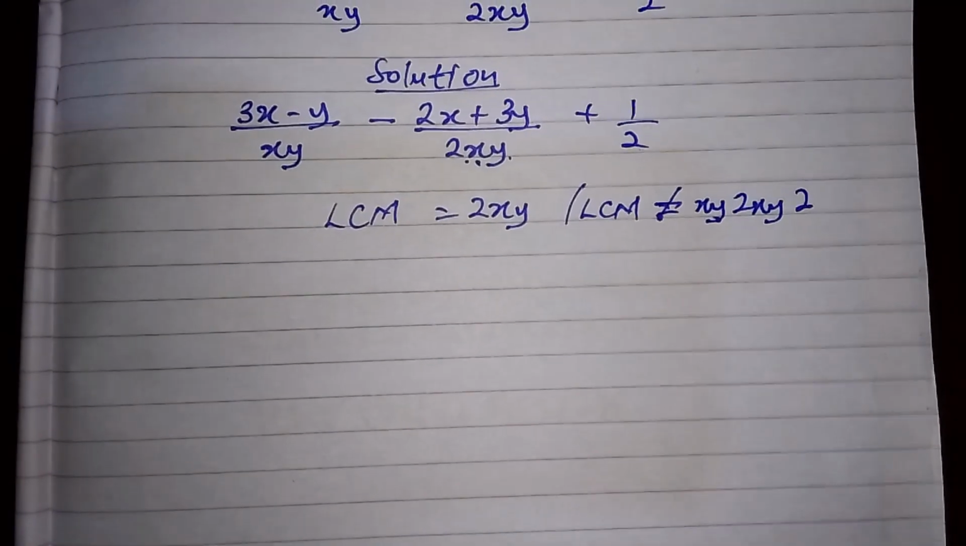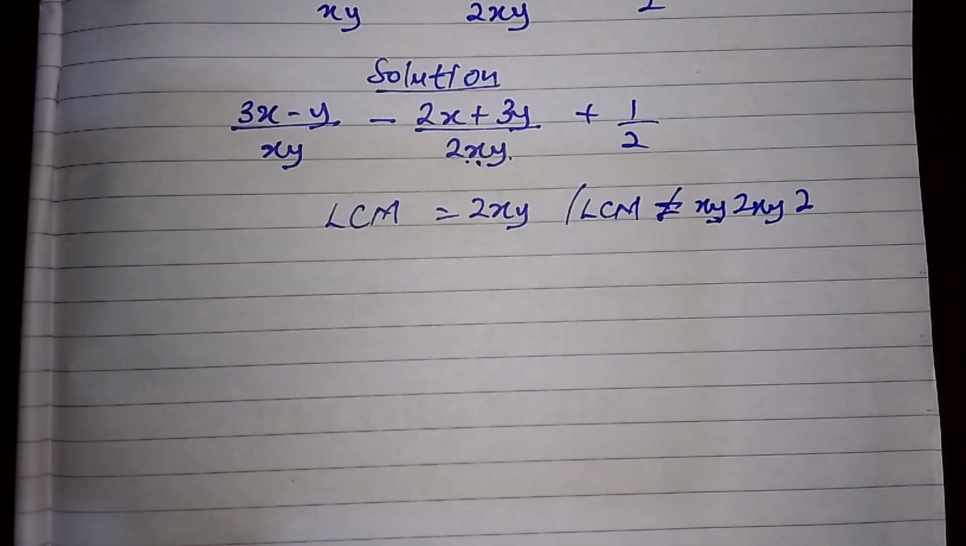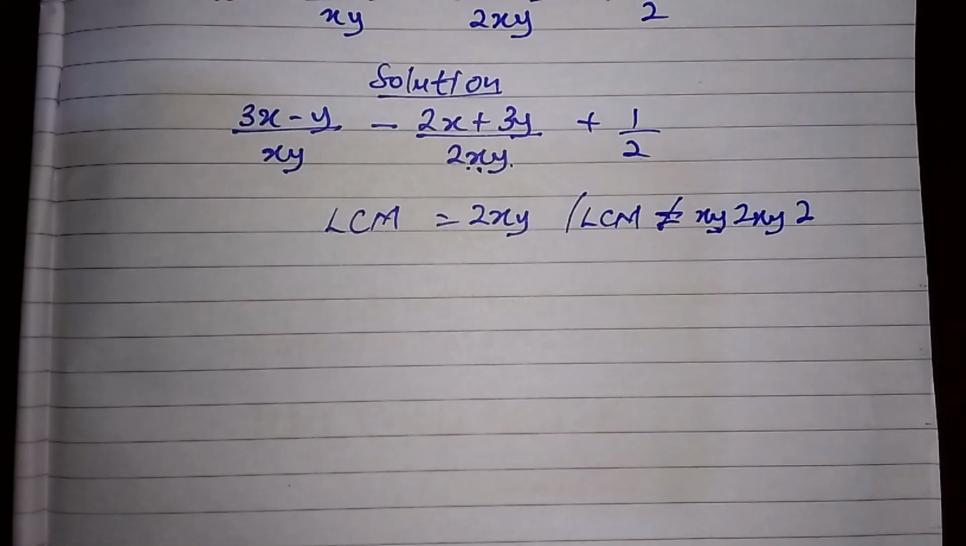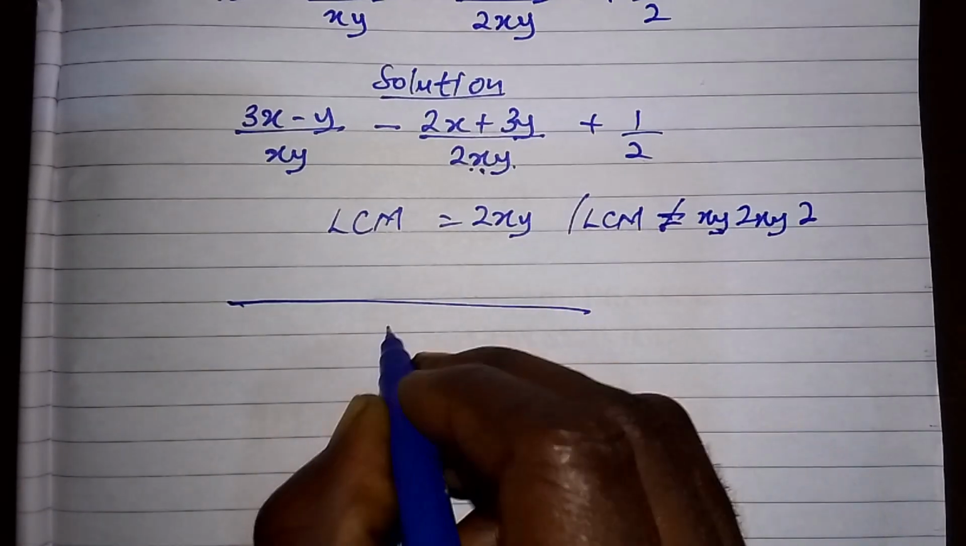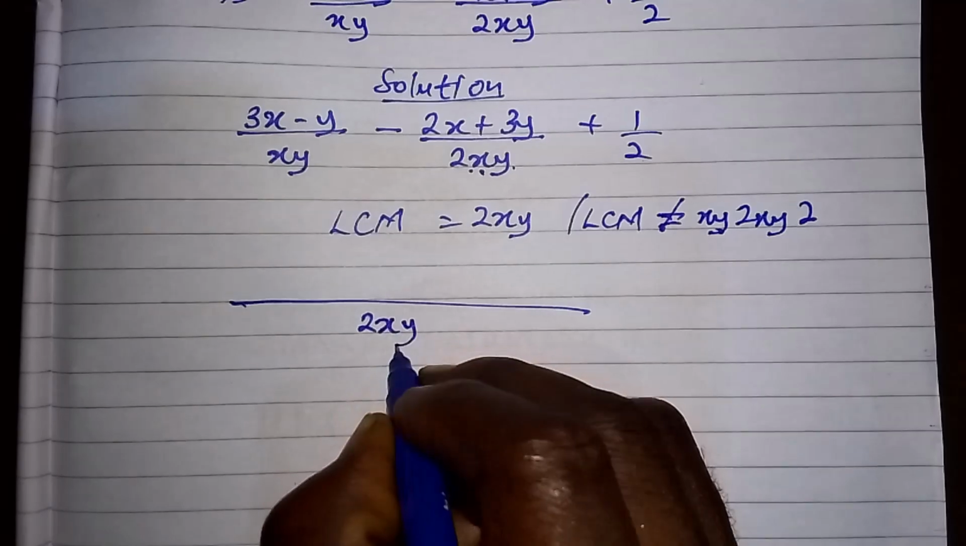Now we have our LCM. This is an expression. For an expression, we divide through by the LCM. For an equation, we multiply through by the LCM. So our LCM here is 2xy.